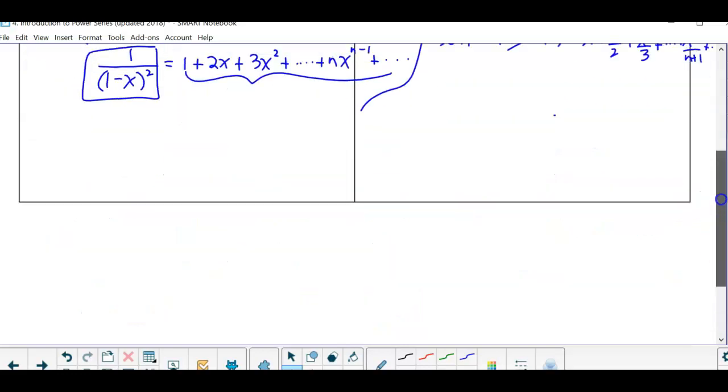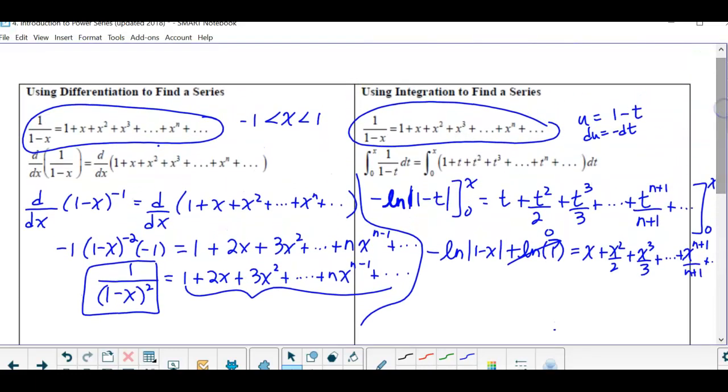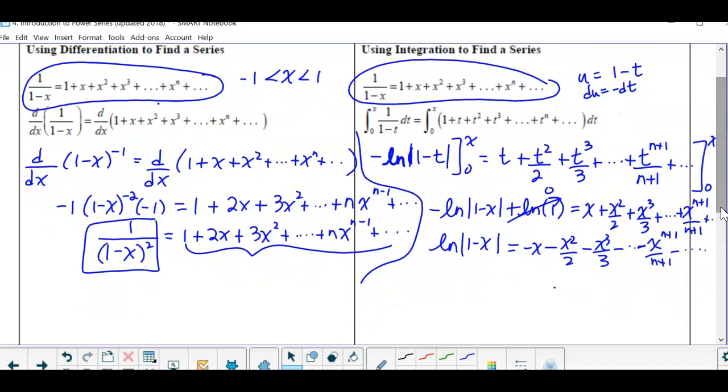And then subtracting 0. Now, if we divide everything by negative 1, we'll have ln of 1 minus x equals negative x minus x squared over 2 minus x cubed over 3, minus x to the n plus 1 over n plus 1. I guess you could show this as ln of 1 over 1 minus x because of the negative, but this will be more often how it's shown.